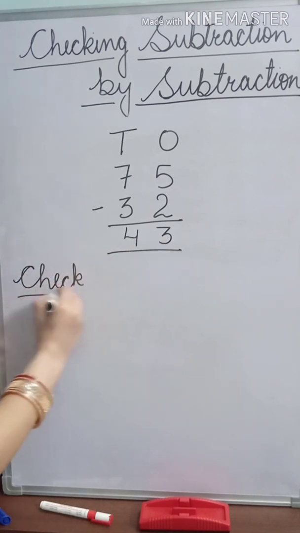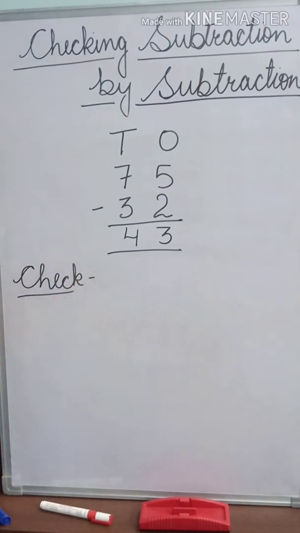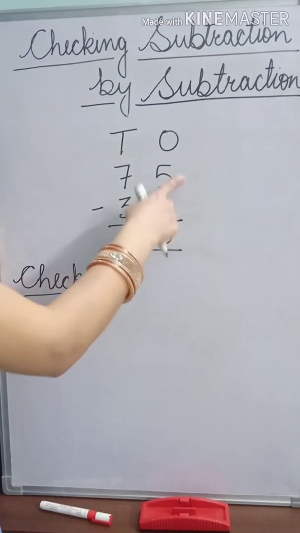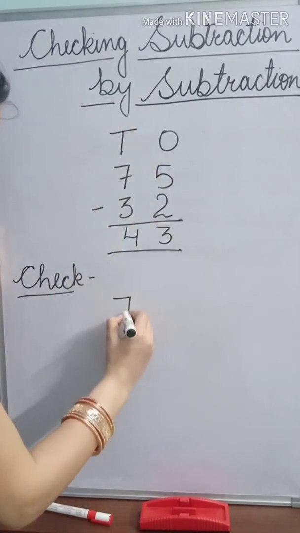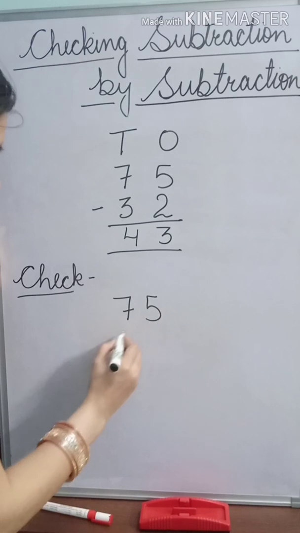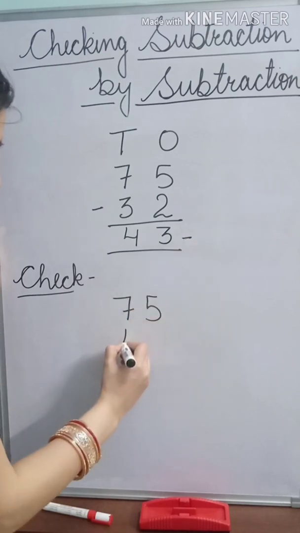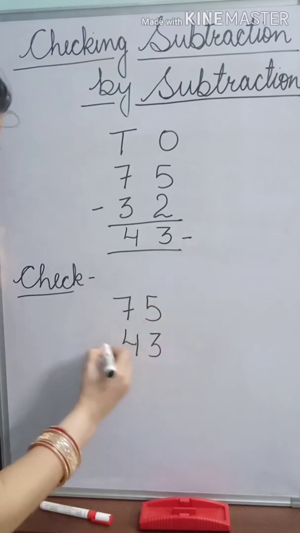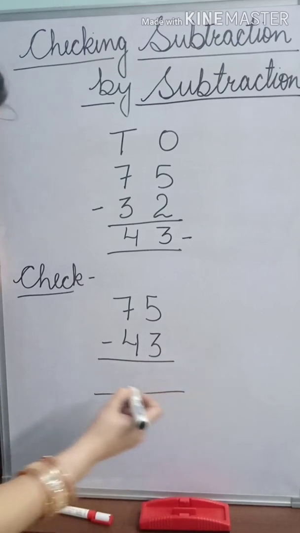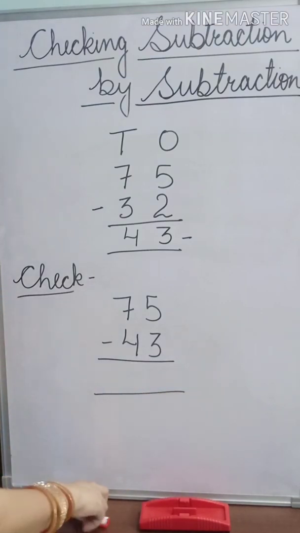Now let's see how we can check the answer by using subtraction itself. So first of all, what we have to do, we have to subtract the difference from the biggest number. Like we have, the biggest number is 75 and the difference is 43. So let's find out what we will get.